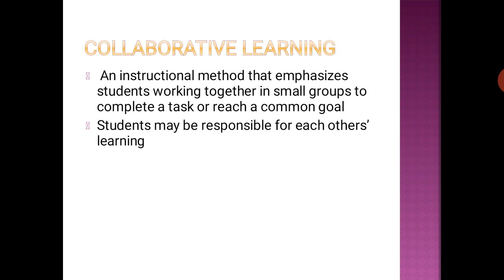See, you might be familiar with a traditional classroom where the emphasis is upon the teacher and the students may be passive listeners or passive learners in the classroom. In collaborative learning, what happens is it emphasizes students working together, in small groups. So there is an interaction among the students, a face-to-face interaction. In a traditional classroom that may not be possible. But the main important thing is to complete a task or reach a common goal.